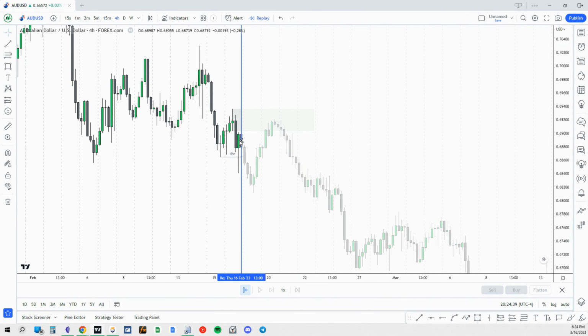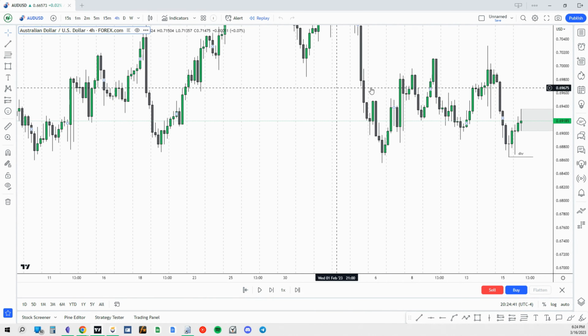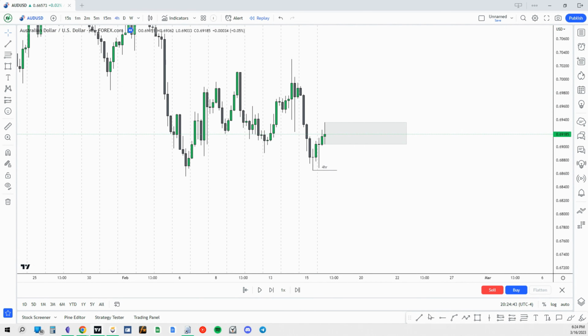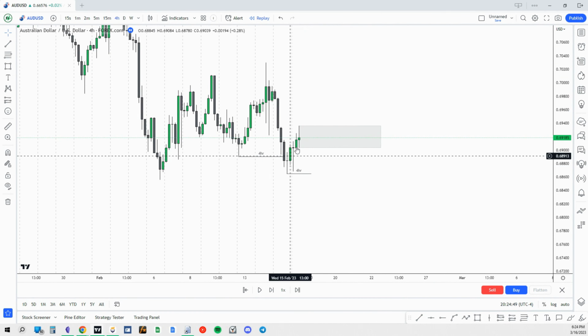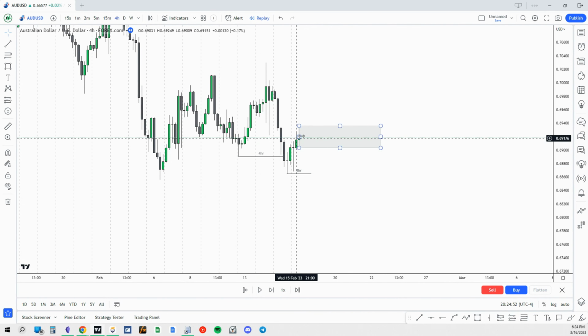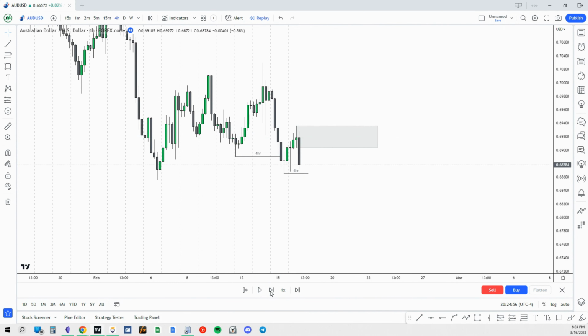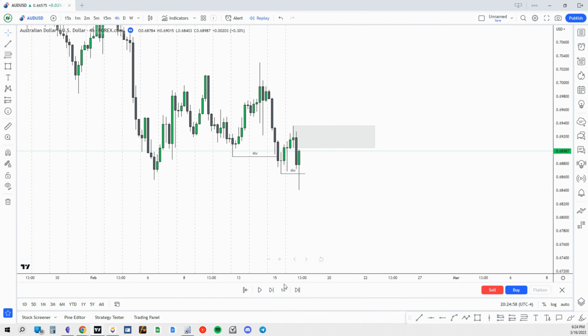So let's use the replay tool. We can see at this point in time, there was backing up just a little bit. There was another break of structure here. It retraces into the zone. It's not that deep of a retracement before it continues on, as we know with the benefit of hindsight. At this point, actually, I think that ends up being a wick.